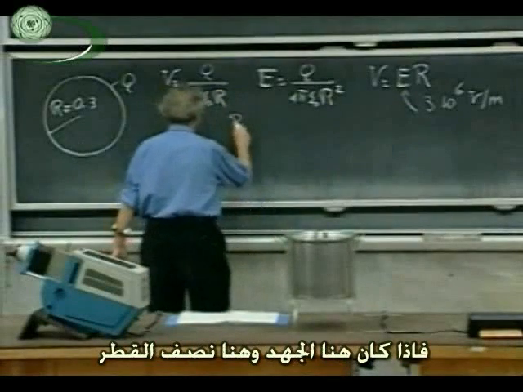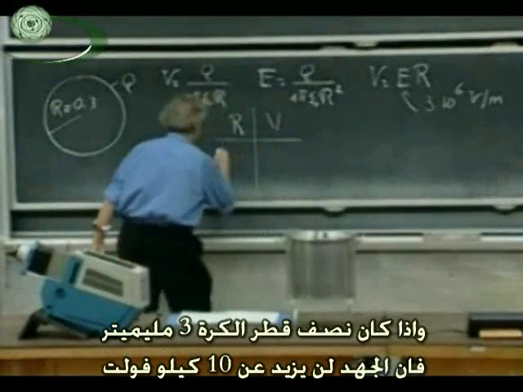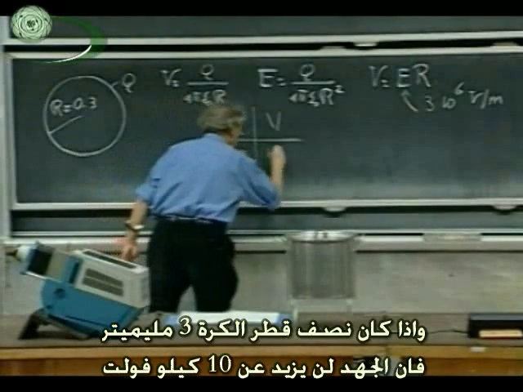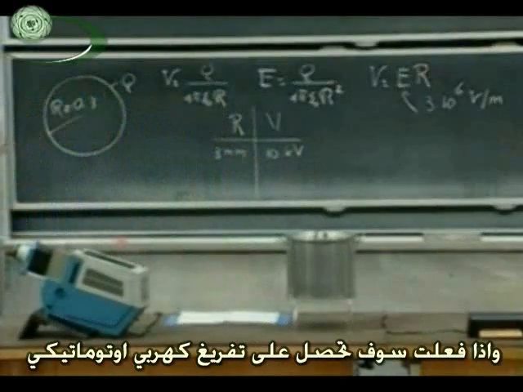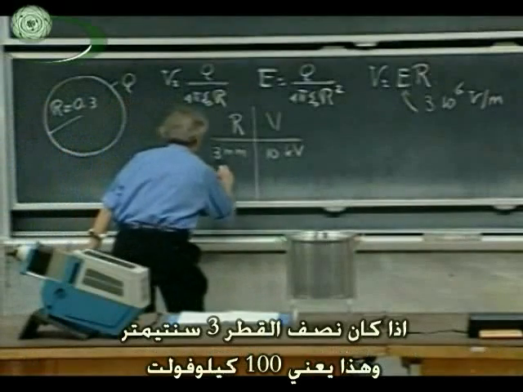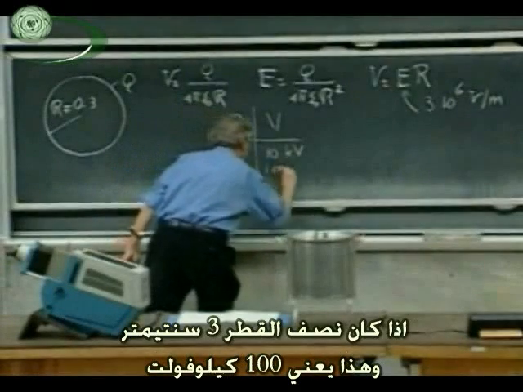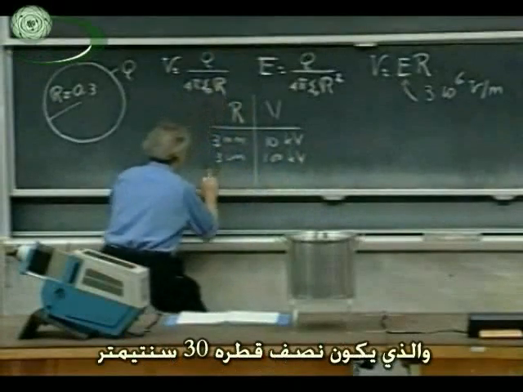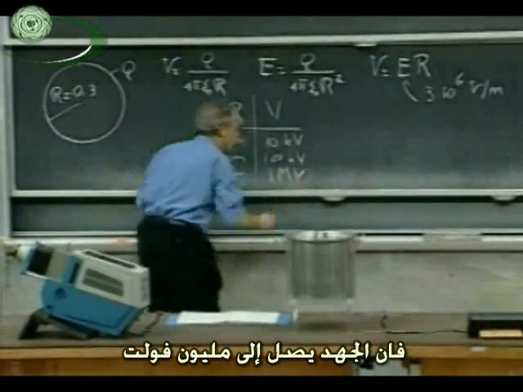And if we here have the radius and we here have the voltage, then if the radius of the sphere were 3 millimeters, then you could not exceed a voltage of 10 kilovolts. If you did, you would get this automatic electric breakdown. You would get a spark. If you have a sphere of 3 centimeters, that would be 100 kilovolts. And our Van de Graaff, which has a radius of 30 centimeters, would therefore be 1 million volts. You could not exceed that.